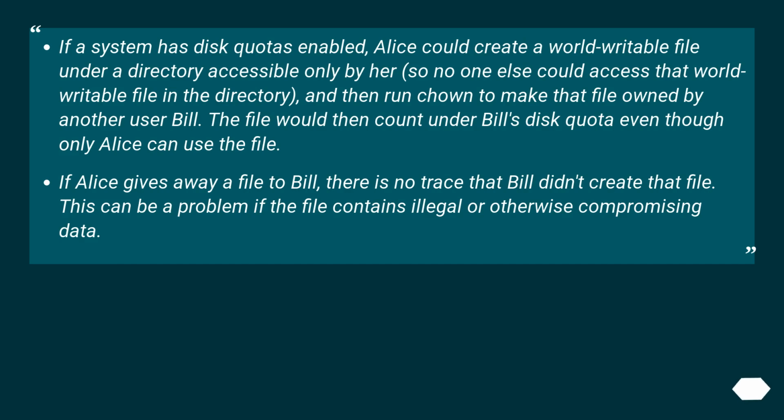If Alice gives away a file to Bill, there is no trace that Bill didn't create that file. This can be a problem if the file contains illegal or otherwise compromising data.